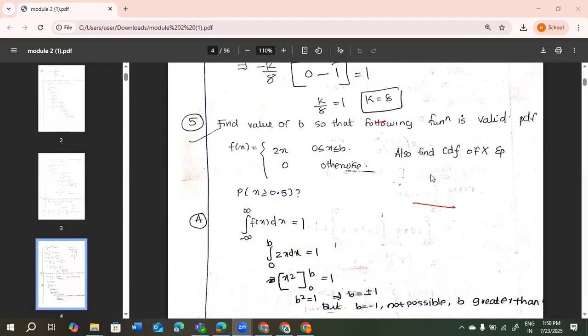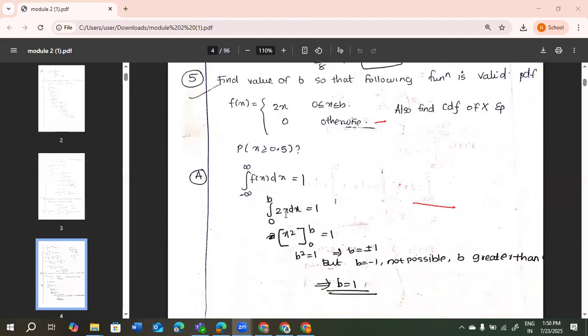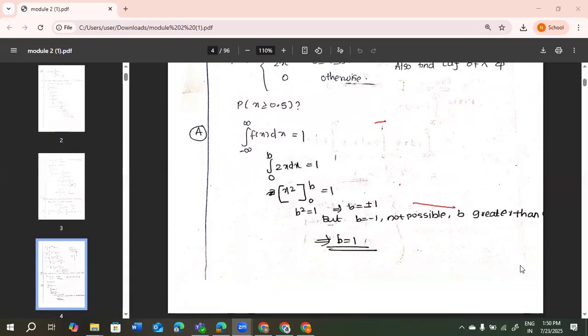For doing that, what we have to know first is you have to find the value of b, right? This limit is not given. So first find the value of b. For that, you know the basic equation: integral from minus infinity to infinity f of x dx is equal to 1. Substitute it: integral 0 to b 2x dx. We will be getting b equal to plus or minus 1. But we cannot take negative, because the value will always be greater than 0, right? So no negative. Only b equal to 1 is possible.